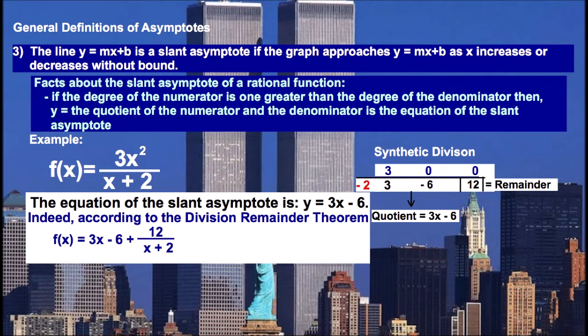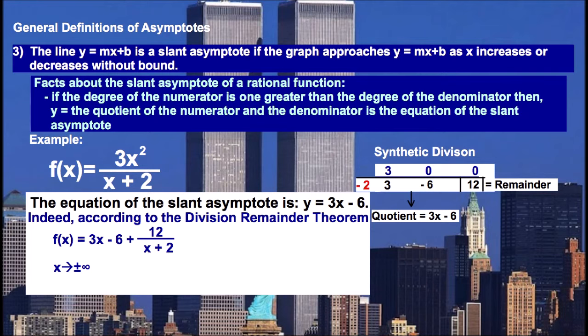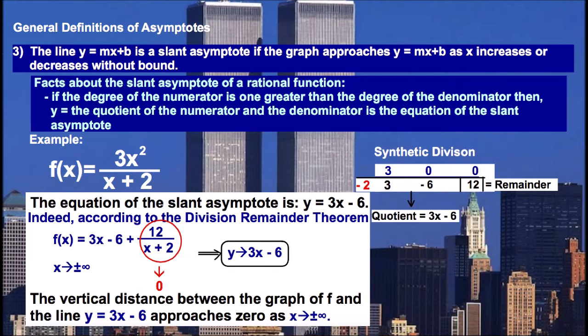Indeed, according to the division remainder theorem, f of x equals 3x minus 6 plus 12 over x plus 2. As x approaches positive or negative infinity, the fraction approaches 0. Thus, y approaches 3x minus 6. The vertical distance between the graph of f and the line y equals 3x minus 6 approaches 0 as x approaches positive or negative infinity.